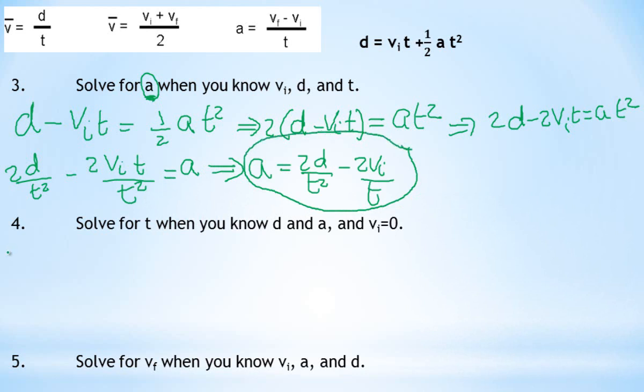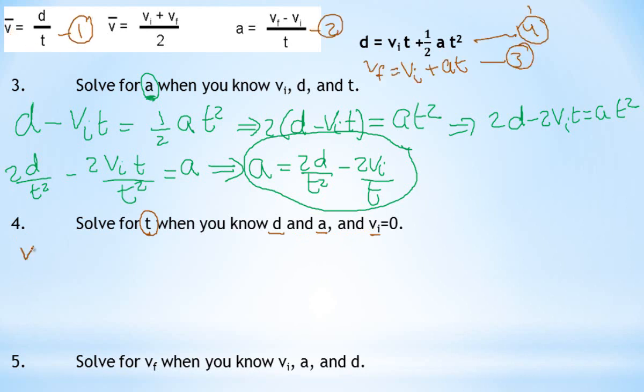Okay, in question number 4, we are asked to solve for the time when you know the distance and acceleration, assuming v initial is 0. So we need to look for an equation that has the time, distance, acceleration, and initial velocity. We can see here there is no one equation that contains those 4 variables. But equation number 1 has the distance, time, and of course the final and the initial velocity. So if you start with the left hand side of equation number 1, we replace the average velocity, v final plus v initial over 2, with this formula. This is equal to the right hand side, which is d over t.